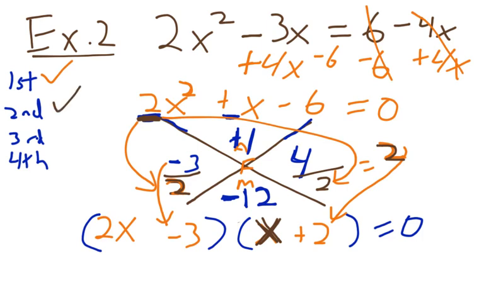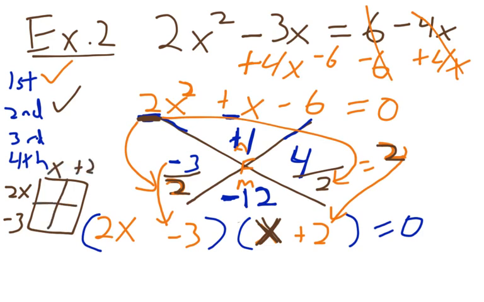Third step, we want to factor it using the box method. So I'm just going to do 2x minus 3 and multiply it by my x plus 2 and make sure I did this right. So 2x times x is 2x squared. Negative 3 times x is negative 3x. 2x times 2 is 4x. And negative 3 times 2 is negative 6.